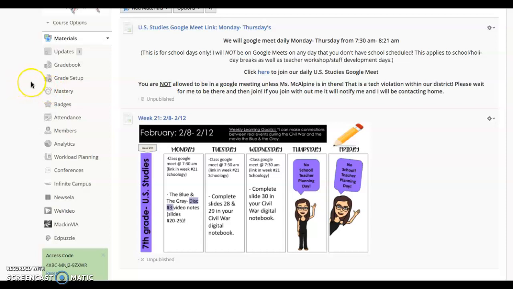So I will go over those all with you on Google Meet each day. So it's super important that you join us for that. If you have questions, you can email me, and there will be resources below for certain things for slides 28 and 29 and for slides 30. But I will see you at our Google Meet.